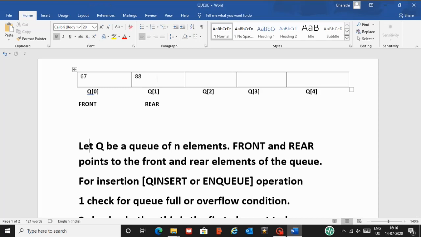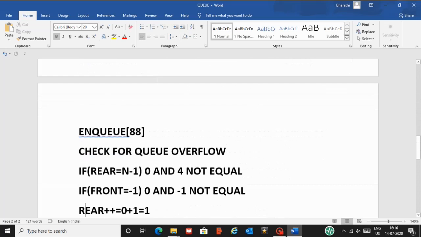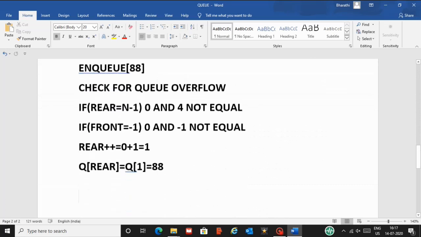Now I'll show you this insertion till the queue is full. The next one I finished. So what is the rare value here? The rare value is 1, and then the element inserted is 88.